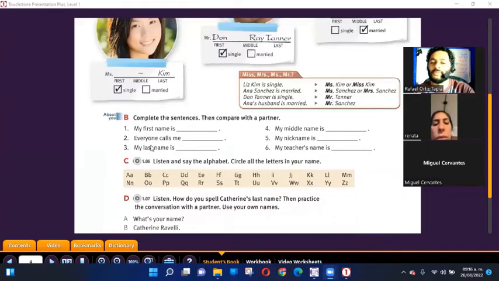Okay, so how will you complete this sentence right here? My first name is Ira. Okay, the second one. Everyone calls me Sira or Renata. All right, and the third. My last name is Matiaula. Okay, number 4. My middle name is Renata. Okay, do you have a nickname? No, I don't have. Okay, so number 6. My teacher's name is Rafael.